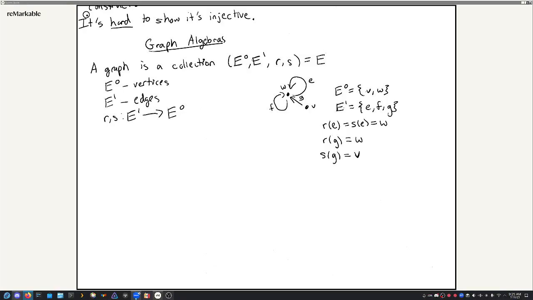So every directed graph has a universal C-star algebra. It's universal for the set of generators and relations I'll describe now. And we'll call it C-star of E.